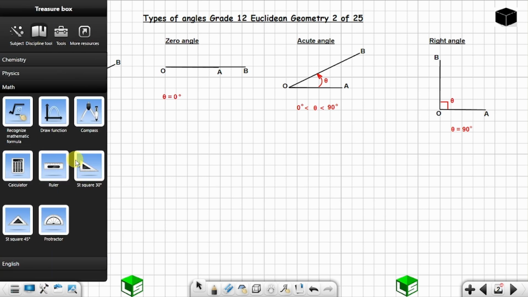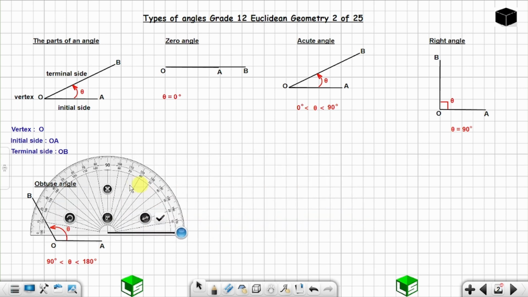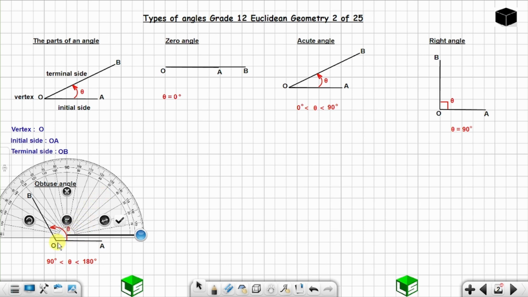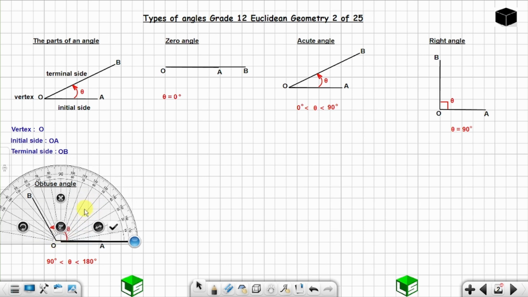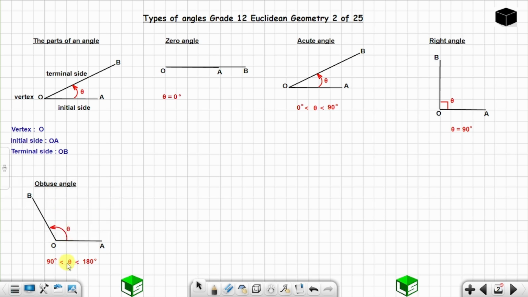Let me see. I'm going to start from this side, 0 degrees. I'm going to put this at the vertex, at the corner. And I'm going to measure until the terminal side. You can see the size is 119 degrees. 119 degrees is between 90 and 180, so this is an obtuse angle.